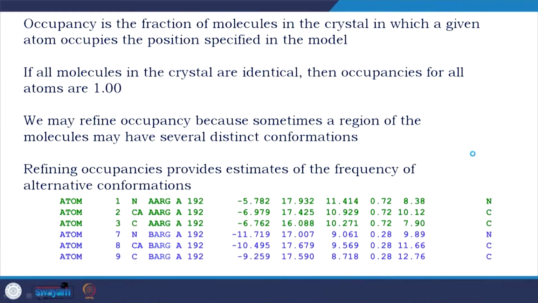I am not going into details here because I am spending a few classes on this, but you will see that the x, y, z's are there, and this is the occupancy. You see this is a side chain of the arginine, and for one conformation it is 72%, which means 0.72, and the other, 28%, makes it 100.